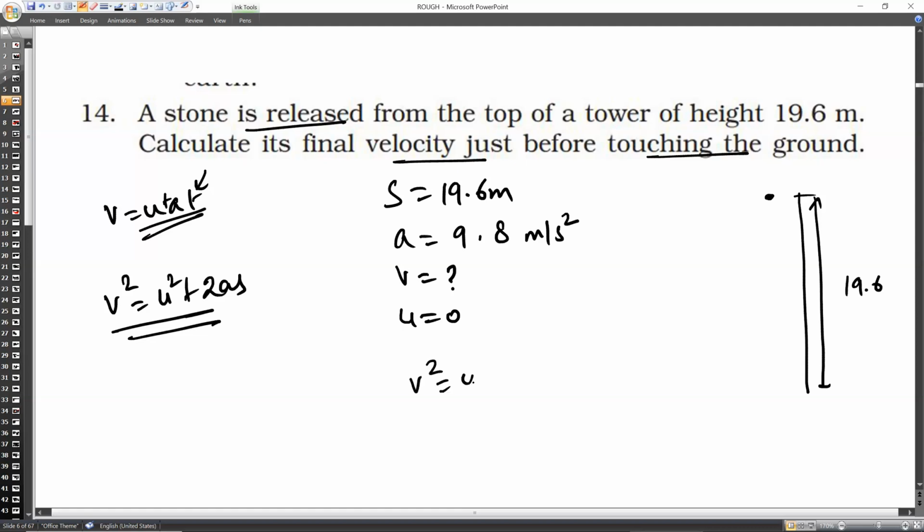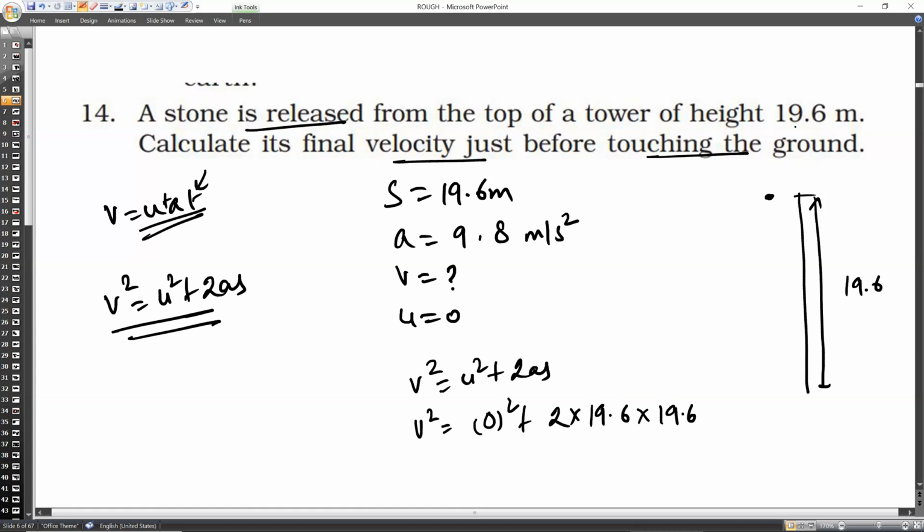So we have V square is equal to U square plus 2AS. Final velocity we need to calculate, U is the initial velocity, that is 0, plus 2 into A. What is A? A is 9.8. And what is S? S is 19.6.